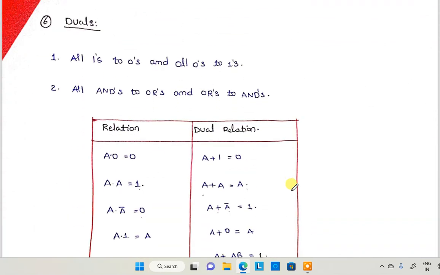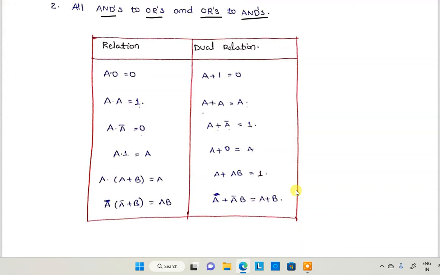At the last, duals. Some of the duals are there. Dual is nothing but all ones to zeros, all zeros to ones. So all ANDs are ORs, all ORs are ANDs, just replaced. Those relations I will provide here. You need to remember that A into 0 is 0 only. That is the actual relation. For the dual of this, the dot product AND is converted into OR, so A plus 1 is equal to 1.